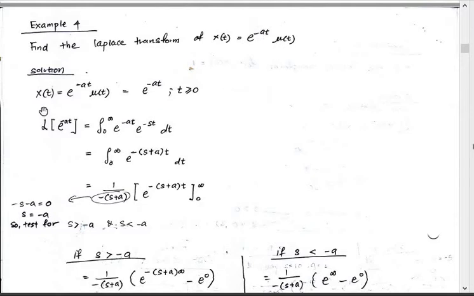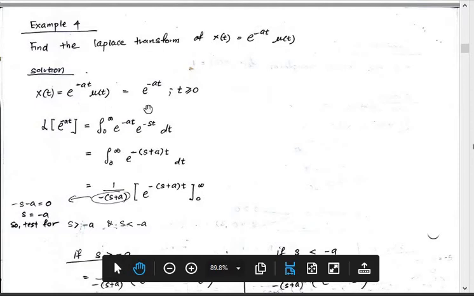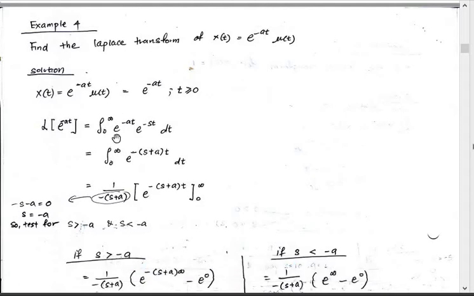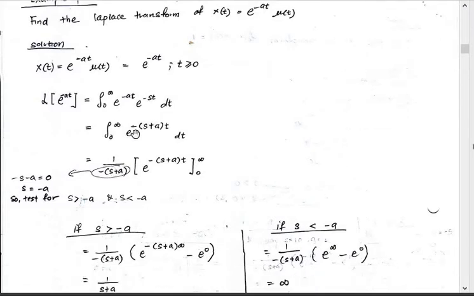Actually, this question is the same as the previous question, just that the input x(t) is slightly changed to a negative value, negative at. So negative at u(t), we know that it is from 0 to infinity. So again, we use the definition. By definition, that is 0 to infinity, exponent negative at, exponent negative st dt. So you multiply in, you will get exponent negative (s plus a)t dt.